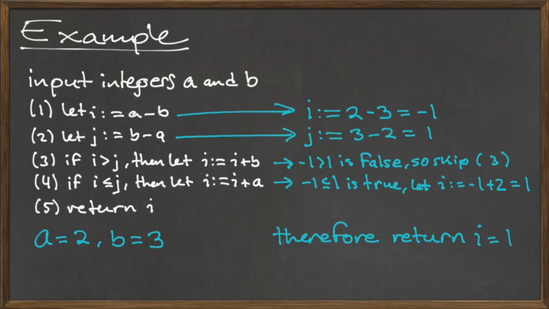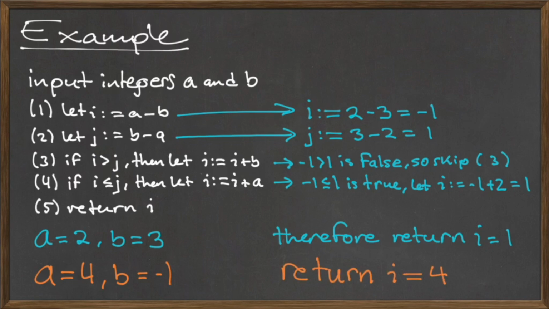For some extra practice, pause the video now and try running this algorithm again with the inputs a equals 4 and b equals -1. For the inputs a equals 4 and b equals -1, the algorithm returns I equals +4. If you did not get this as your output, be sure to go back and check your variable definitions and values carefully.